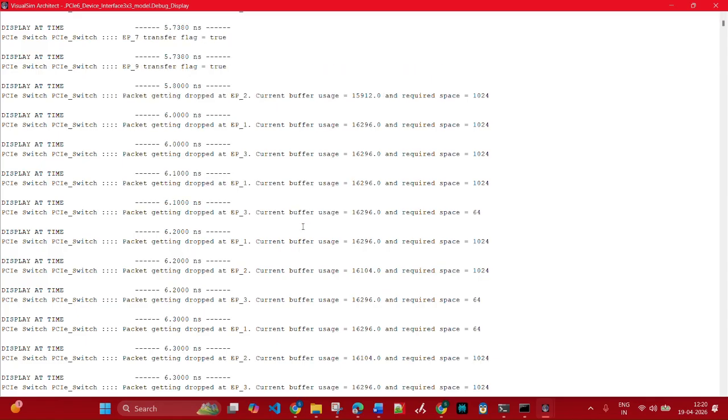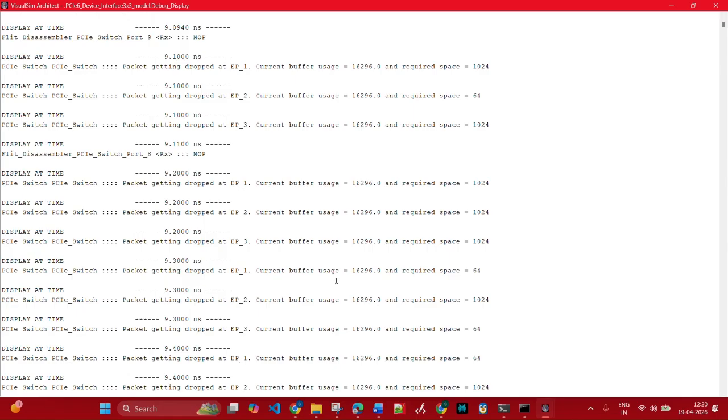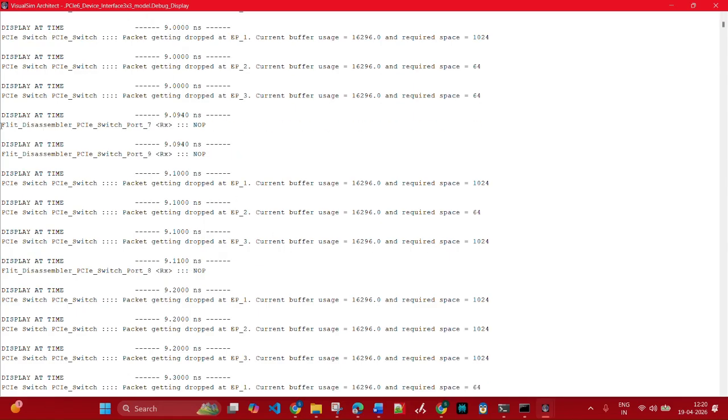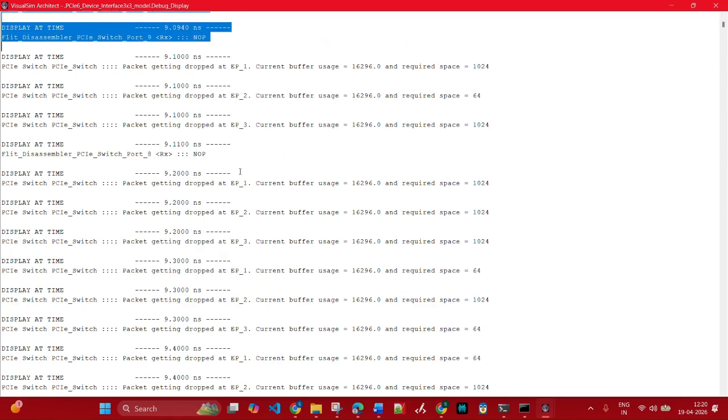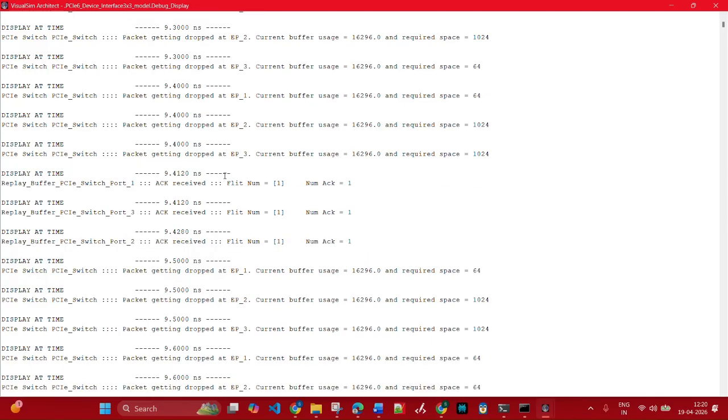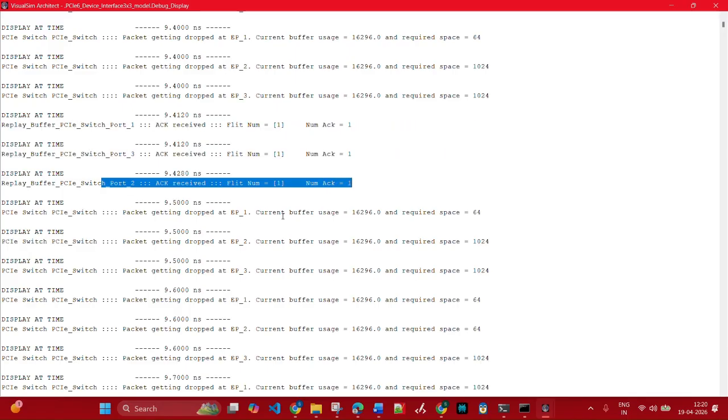So that thing I've captured somewhere. And sometimes it even gets a no op packet. There is nothing, no transaction, nothing. It gets sometimes no op. See, number of acknowledgement. So it received acknowledgement for the flit number one. So whatever flit number I had sent from port one, it received acknowledgement one. Similarly for port three also, for port two also. So whatever transaction I had sent, it received acknowledgement for that transaction.